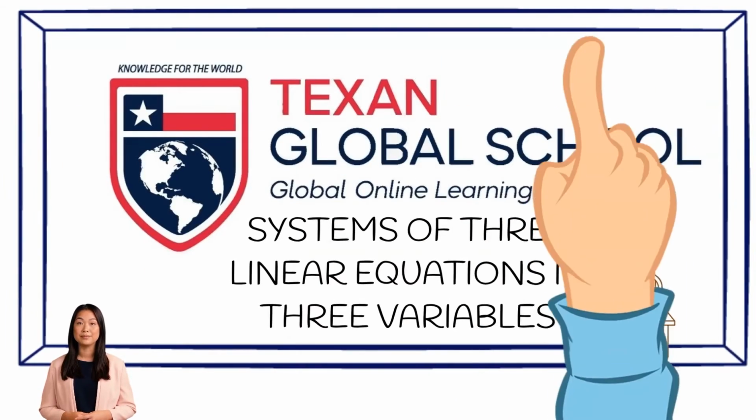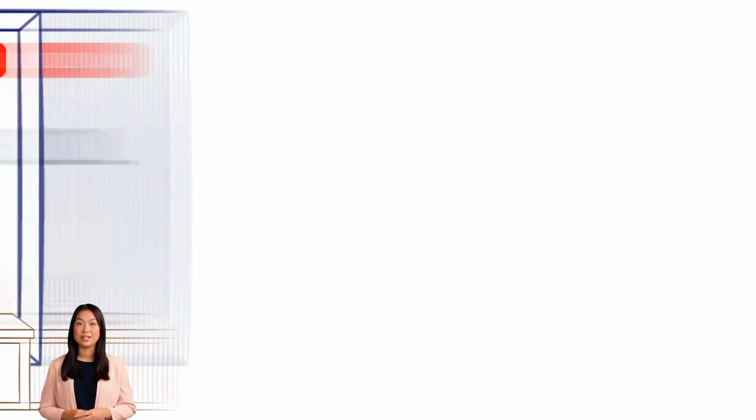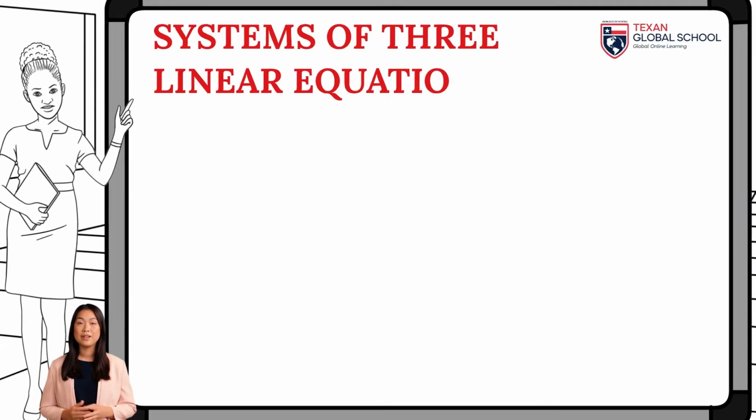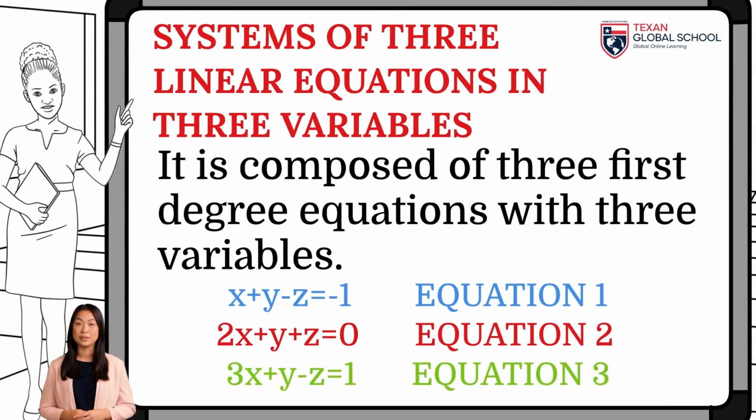Texan Global School. Systems of 3 linear equations in 3 variables. A 3 by 3 system of equations is one composed of 3 equations in 3 variables.